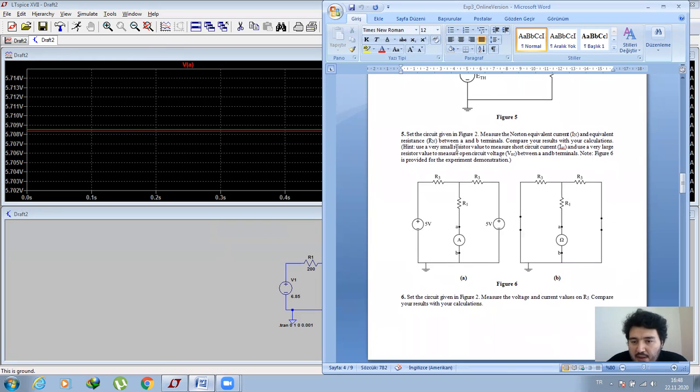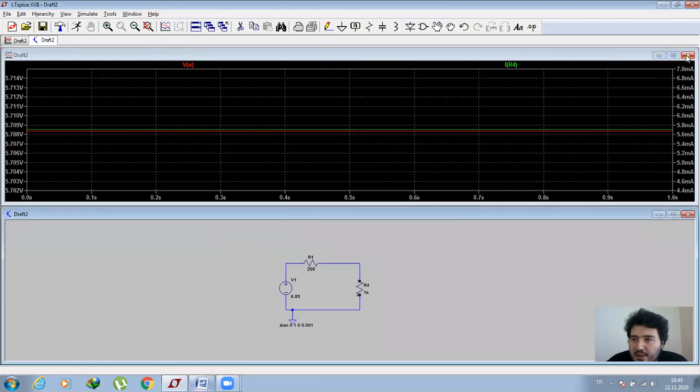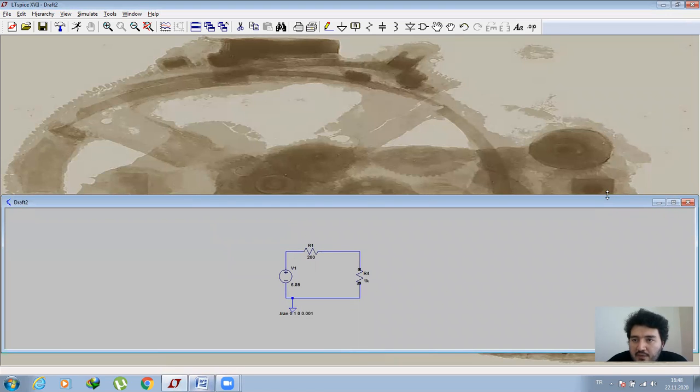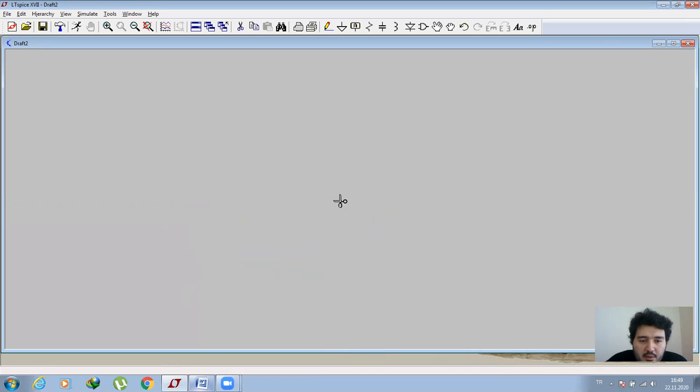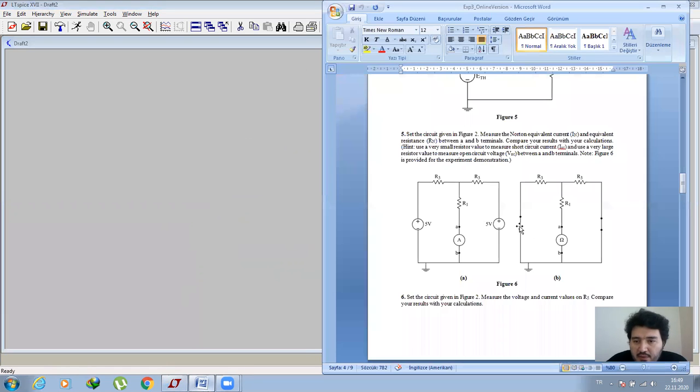Now we can see the Norton side. So I'm closing here, and I will create the Norton circuit. I'm deleting everything to show it from zero. And again, I'm looking at the circuit. There are two voltage sources and three resistors here, and I will measure these quantities between A and B.